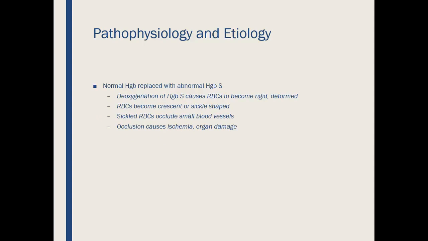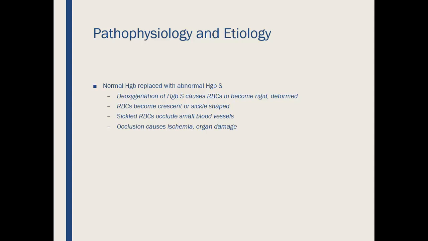Looking at the pathophysiology, your normal hemoglobin is replaced with abnormal hemoglobin S. And the red blood cells that contain the hemoglobin S will pass through blood vessels. The deoxygenation of the hemoglobin S causes red blood cells to become rigid and deformed. As a result, the red blood cells become a crescent or sickled shape.